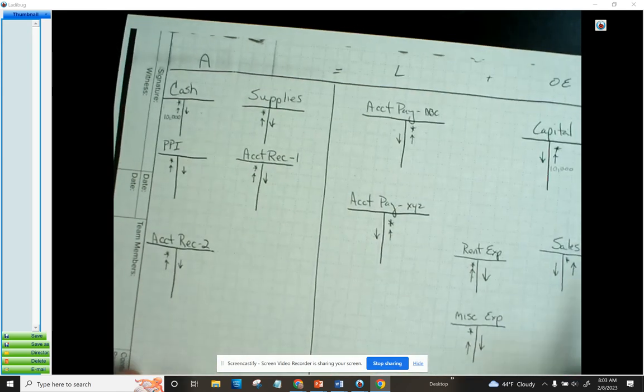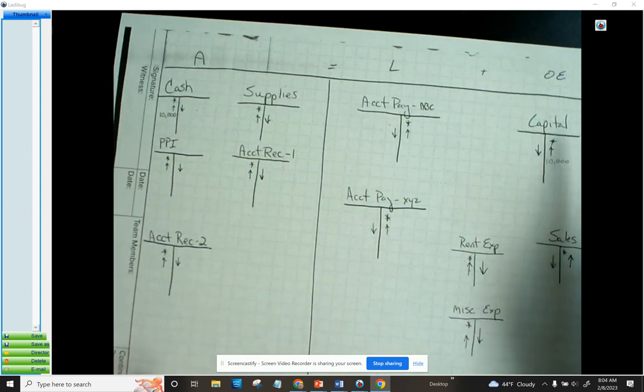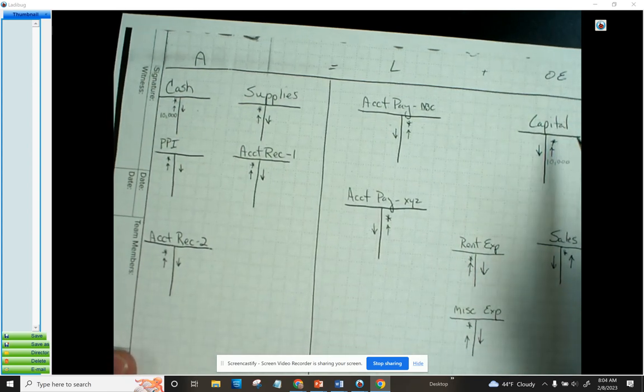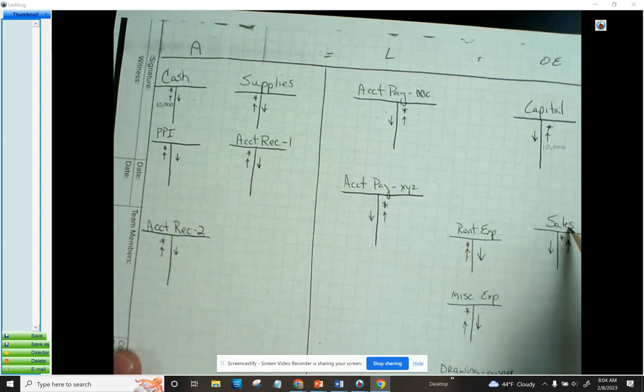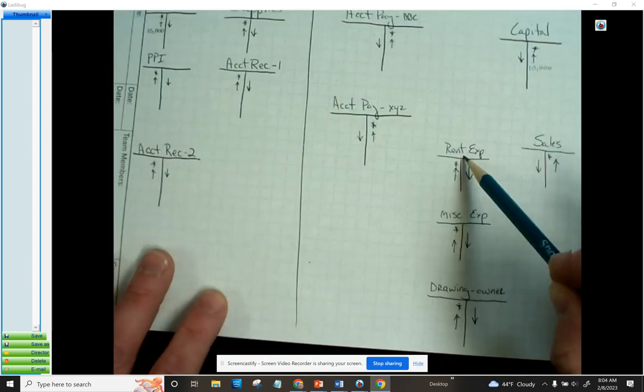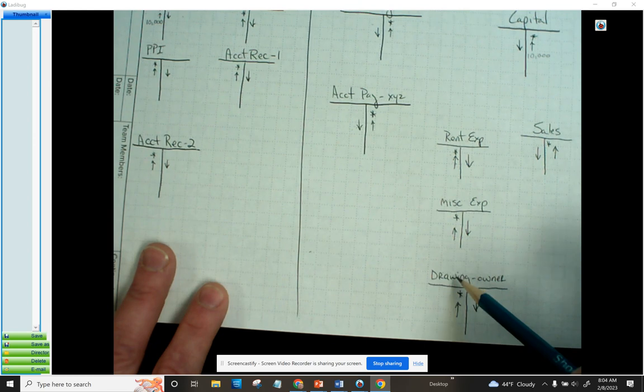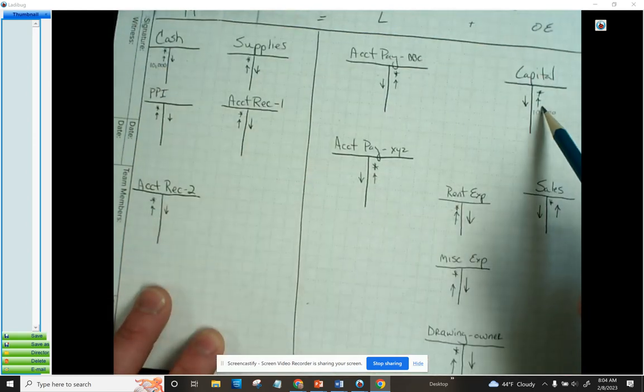From this point forward, the only transactions that get directly put into capital are investments. Sales go into sales now, and all expenses and drawing have their own accounts. So only investments into the business will have capital going up now.